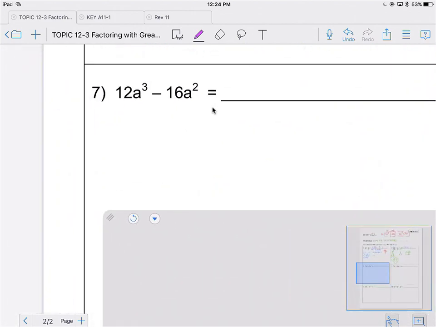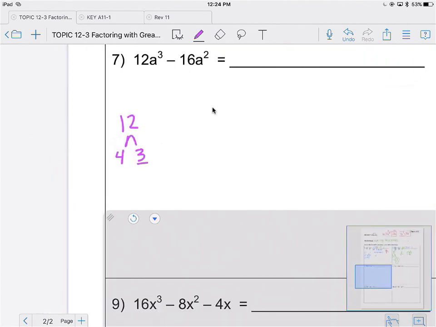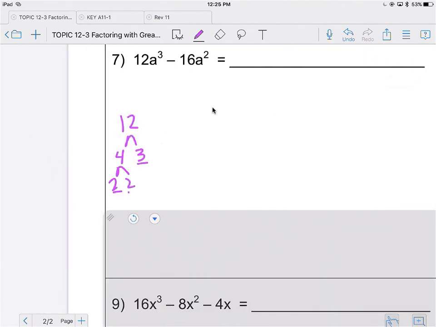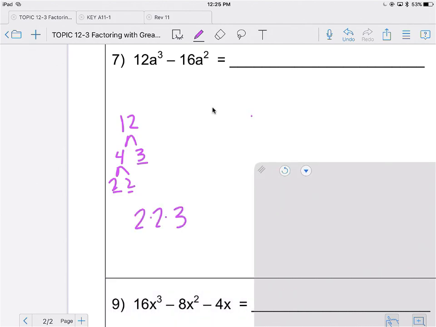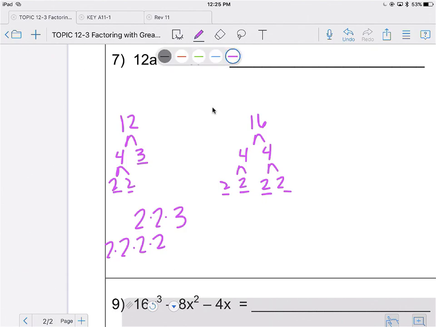For 7, 12 is 4 and 3. 3 cannot be broken down, but 4 can be 2 and 2. So we have 2, 2, and 3. 16 is 4 and 4. 4 is 2 and 2, and 2 and 2. So we have 2 and 2 and 2 and 2. So we can see these share a 2 times 2.